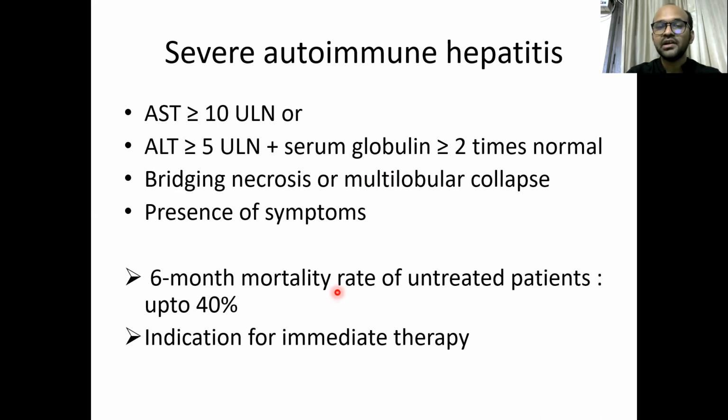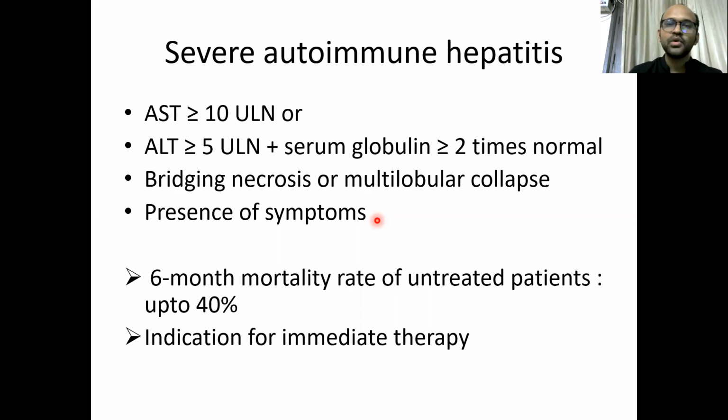The 6-month mortality rate of severe autoimmune hepatitis patients who are untreated is up to 40%, and severe autoimmune hepatitis is an indication for immediate therapy. According to Schlesinger, all patients of autoimmune hepatitis have to be treated, be it mild, moderate, or severe, but patients who have severe disease have an indication for immediate therapy.